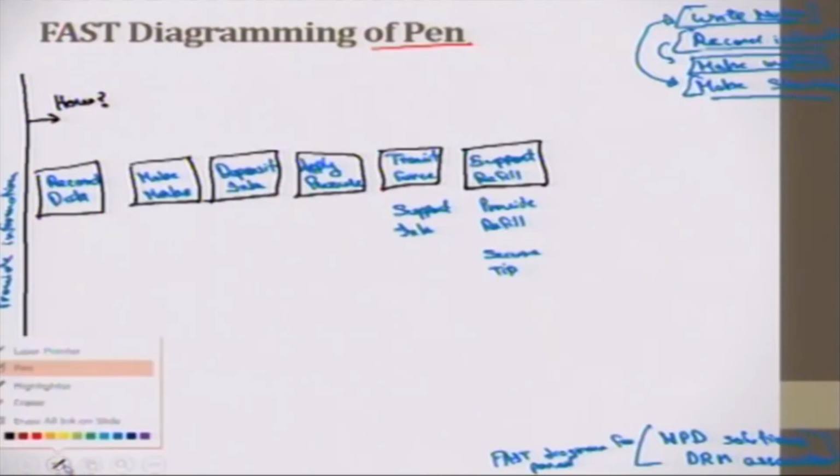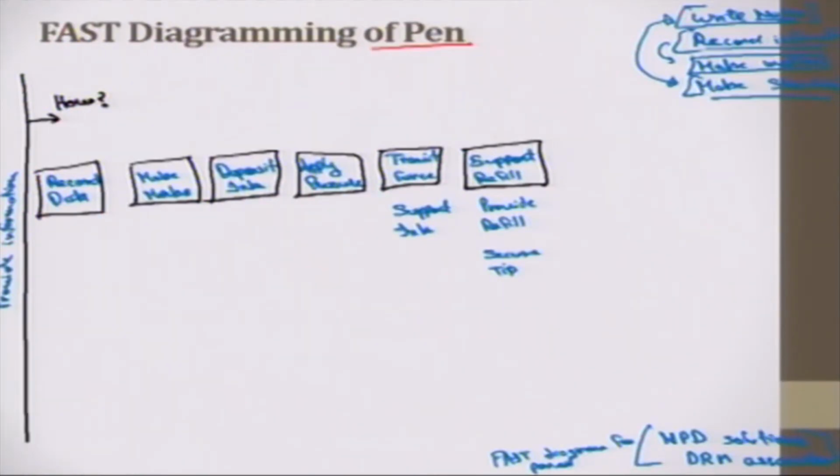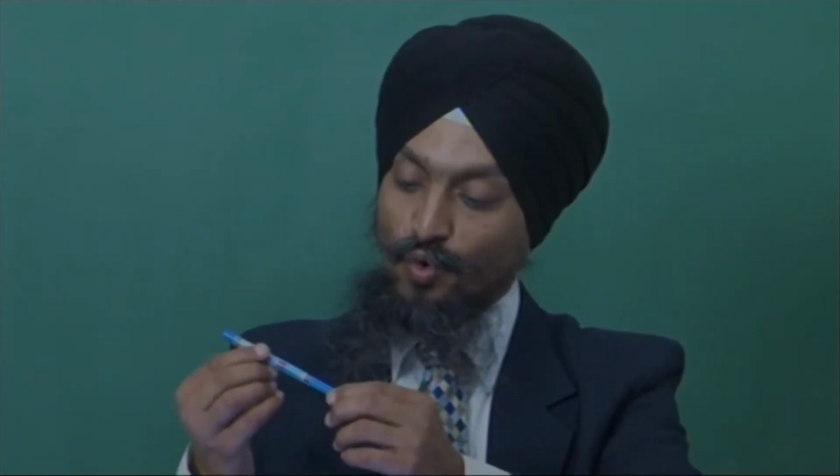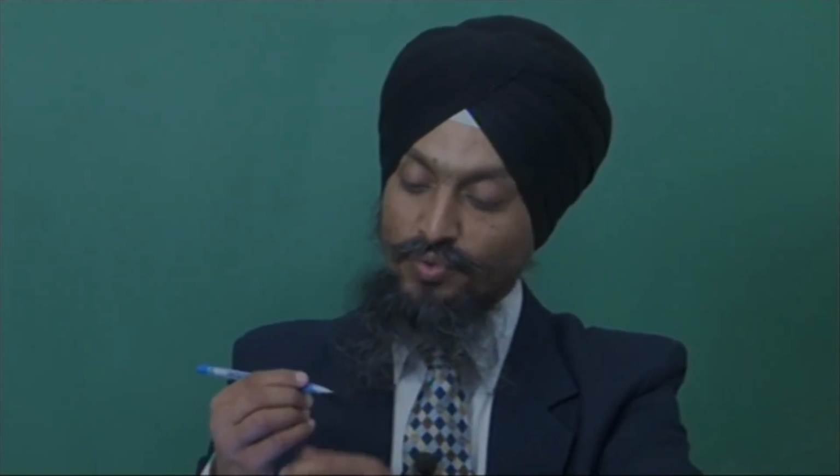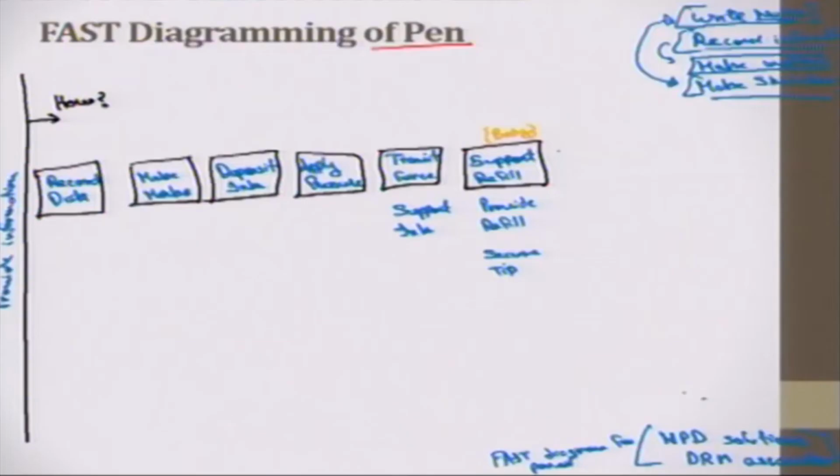I can write it in a different color here. This is actually my body, which is helping to support refill and transmit force as well. Also we can see we have this grip over this body. The purpose of this grip is to make the user hold the pen properly, so that the pen does not slip. So, with support refill, I can also say here provide grip. So, this is one of the functions.